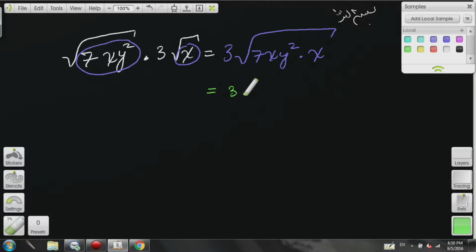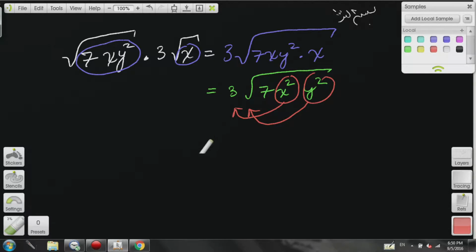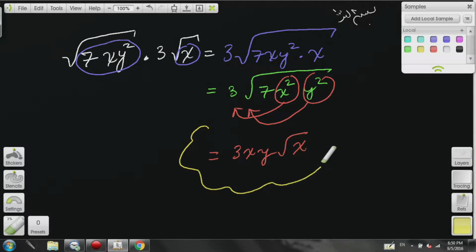So 3 times the square root of 7. Now x times x is x squared, and then y squared. But now you see this x squared can come out as 1 because there's 2 of them. And the same thing with y squared. It can come out as 1. So you can simplify this as 3 times x times y times the square root of 7. Okay? So that will simplify to this.